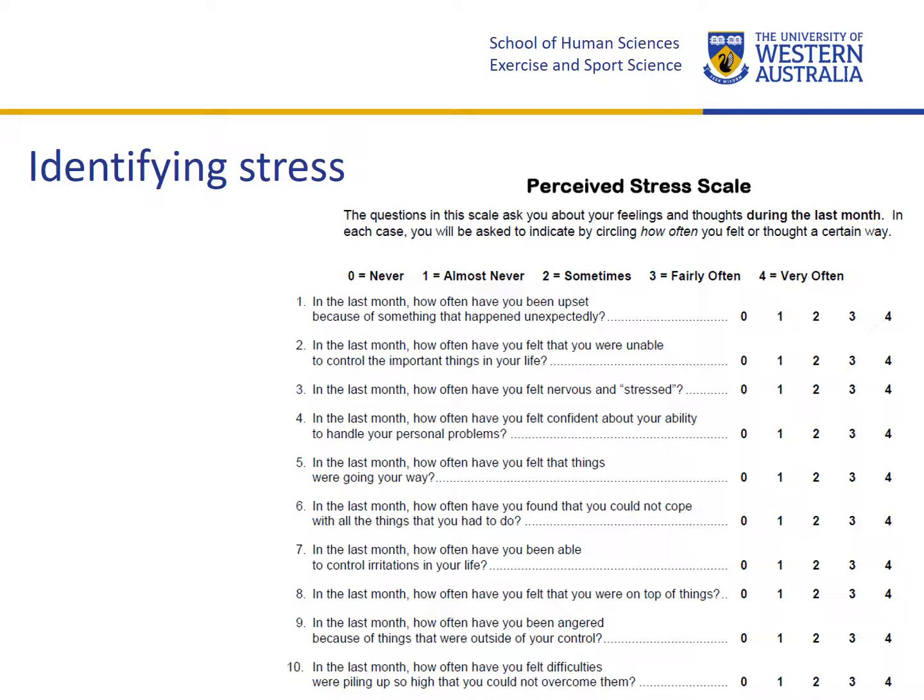Next, circle for yourself, in the last month, how often have you felt nervous and stressed? Question 4, in the last month, how often have you felt confident about your ability to handle your personal problems? In the last month, how often have you felt that things were going your way? In the last month, how often have you found that you could not cope with all the things that you had to do?